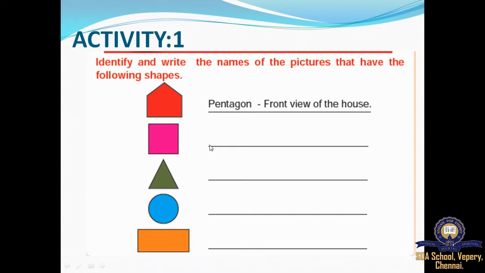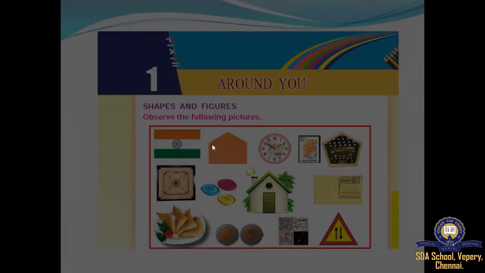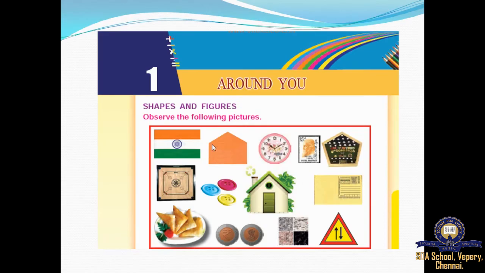Okay. Like that, you are going to write for triangle, circle and rectangle. Give any one example, that's enough. Okay. Did you understand? Pause the video, observe all the pictures and give one example for each shape.